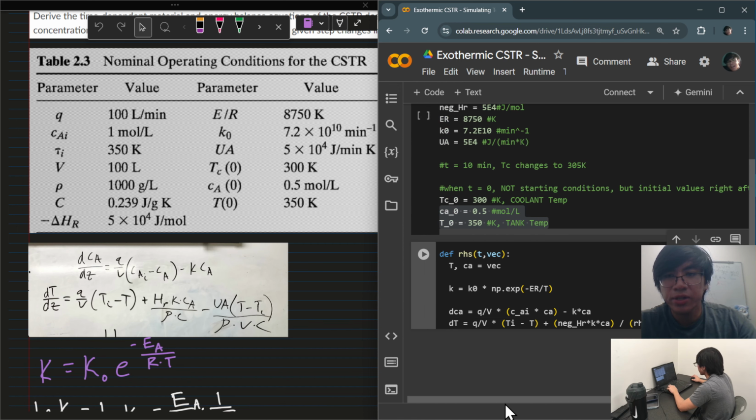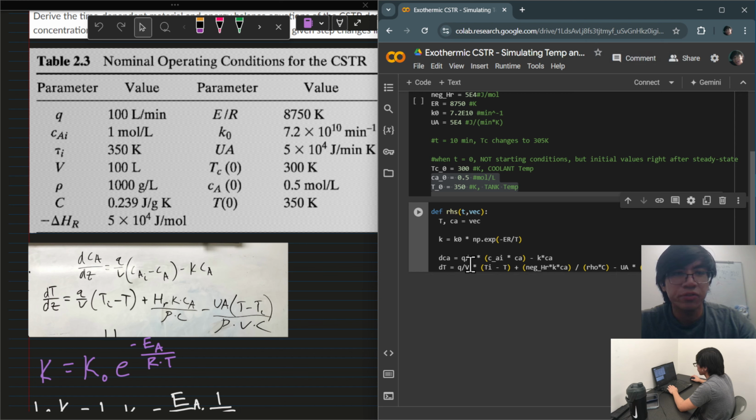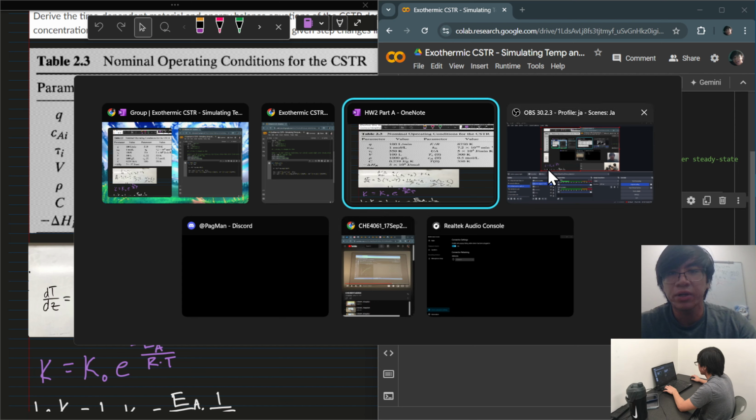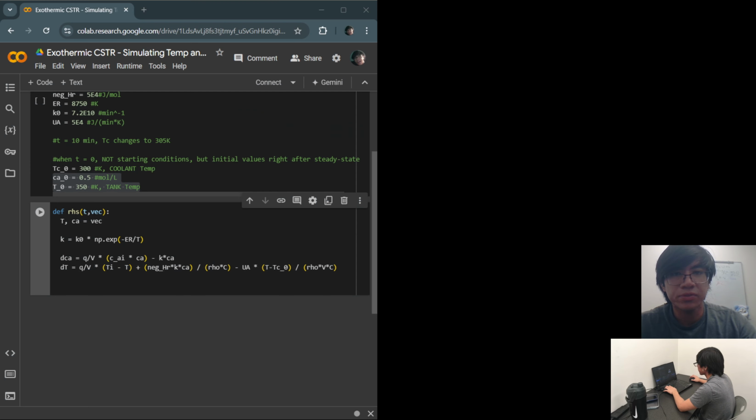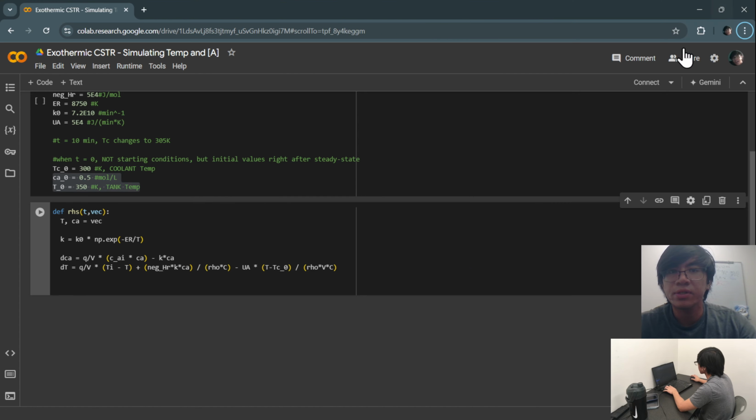So let's double check here. Q over V, CAI, CA minus KCA, Q over V, TI minus T, and I think everything looks pretty good. Yeah, okay. So what we're going to want to return here, and I think we can actually swap over to just Colab at this point. So I'll go ahead and do that. So switch over and full screen this. And yeah, we're going to go ahead and just return this.